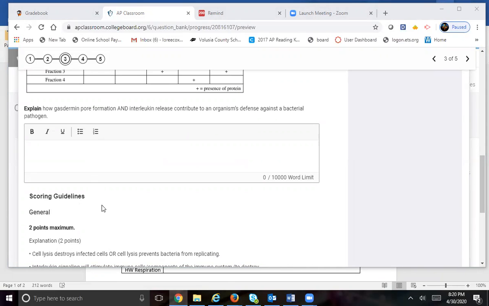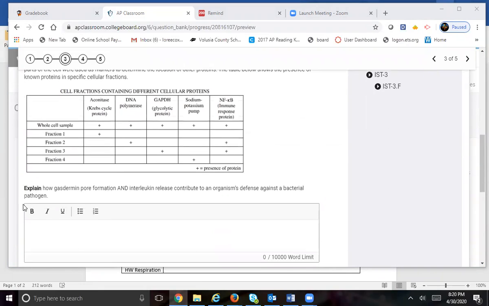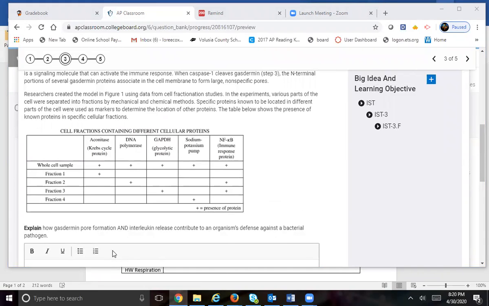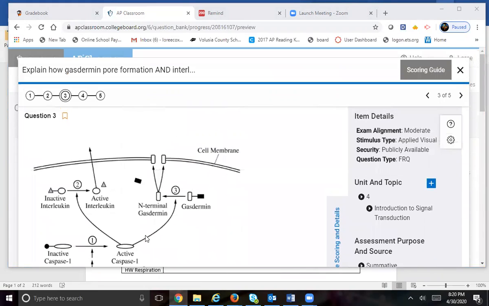Good girl. Okay, so for this one, it says explain how the gasdermin pore formation and interleukin release contribute to the organism's defense against a bacterial pathogen. So first of all, we've had this question on a free response before. A lot of people were thinking that the pore is going to open up and then the interleukin is going to go through here. No, that's not what's happening, right? Interleukin's going through over here. So this pore formation allows water to rush in because the cell is hypertonic to the environment, right?